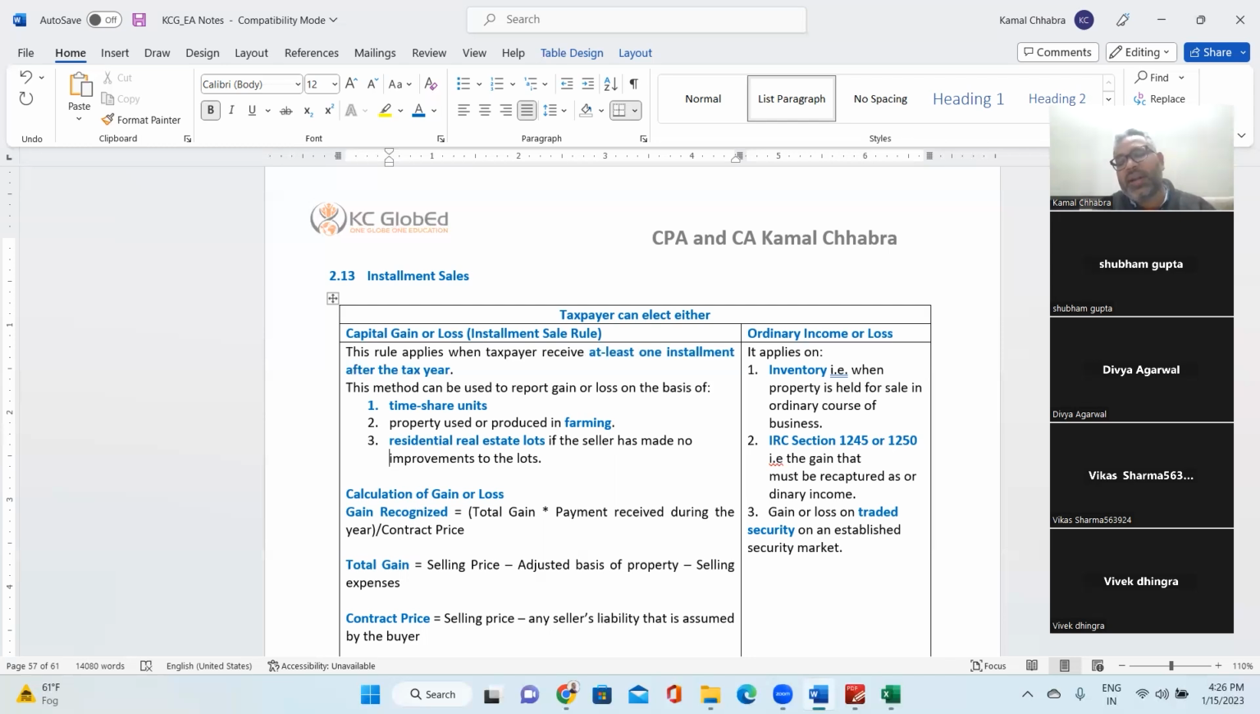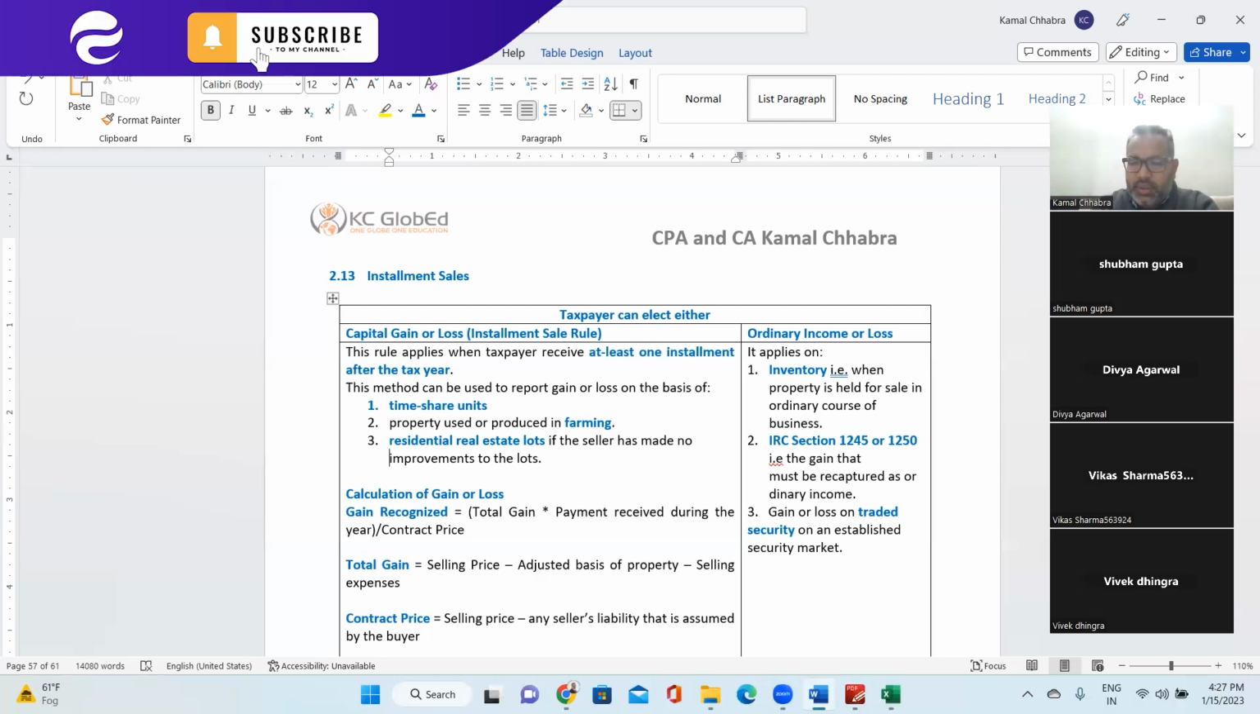Other than that, if you look at the right hand side, if the product or service you are selling on installment sale is a normal part of your inventory, right? If you are holding that particular property, or let's say, for example, you are selling cars on an installment sale basis and it's your normal business to sell cars, and cars are normally your inventory held for sale in the ordinary course of business, then you cannot apply the capital gain method. Then it is your ordinary income method, right?